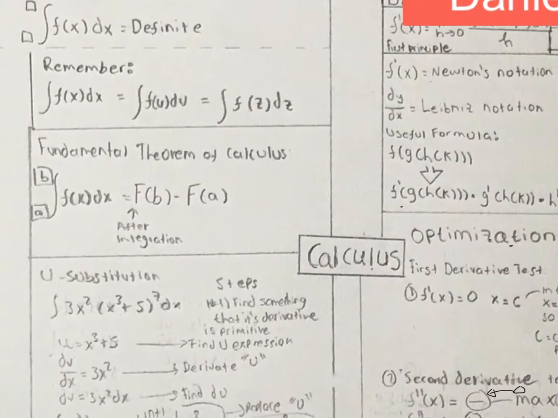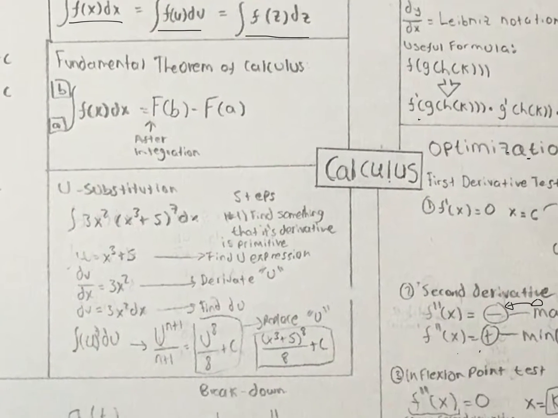Here we are saying, remember that the integral of a function of x dx is the same as a function of u du, and is the same as a function of s ds. So basically, just saying they are equal to avoid confusions.